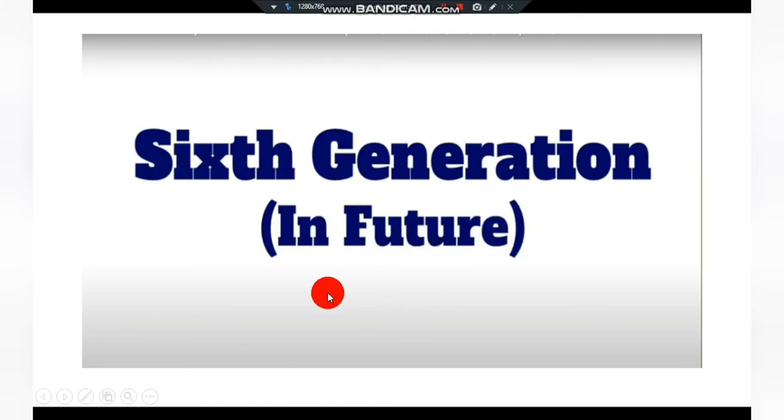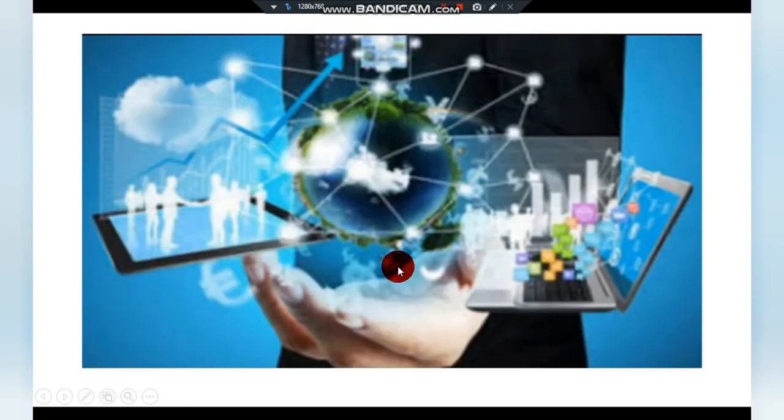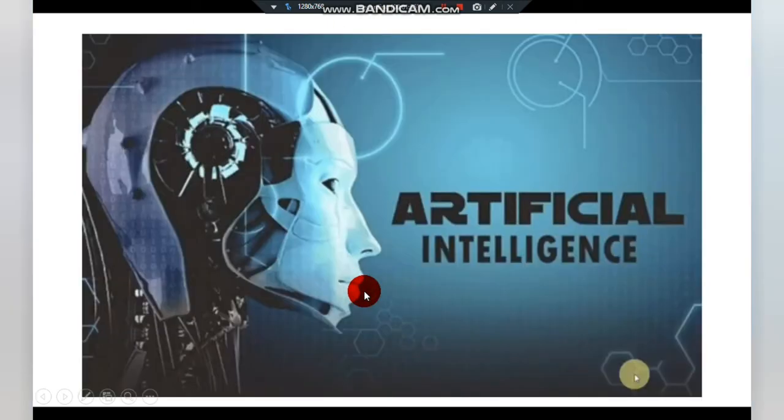The next step is the 6th generation computers. In this generation, we are going into the all-digital world. The whole world is connected by computers and the internet. The technology used in this generation is artificial intelligence. The concept was introduced in the 5th generation, but it is fully used in the 6th generation computers. I already told you what is meant by artificial intelligence.